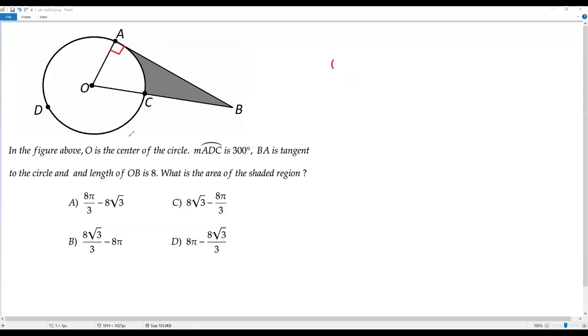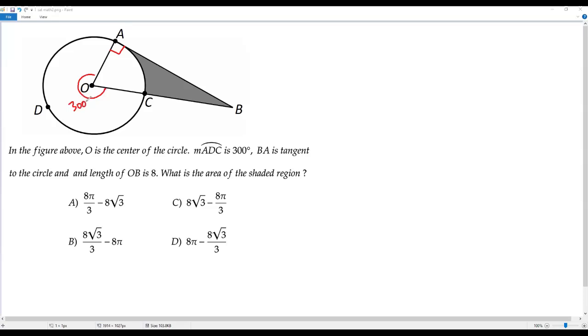Okay, now let's try to get the area of the right triangle OAB. For that, let me consider this piece of information, that the measure of arc ADC is 300 degrees. So the measure of arc ADC over here, its angle measure is 300 degrees. That is, the angle subtended at the center by this arc ADC is 300 degrees.